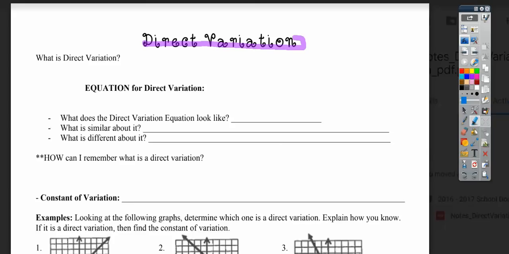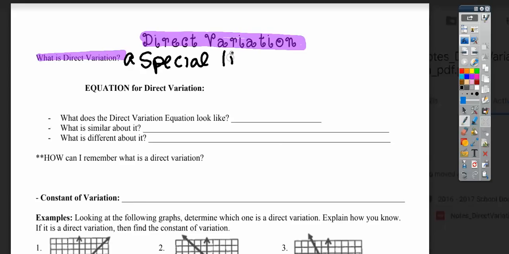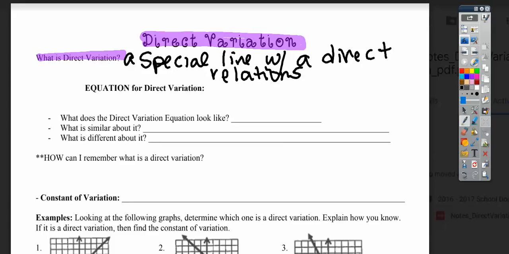So I'm going to go ahead and highlight my title, Direct Variation. And I'm going to highlight again down here, what is a direct variation? Direct variation is a special line with a direct relationship. The direct relationship is as x gets larger, my y values get larger. Or as x decreases, y decreases. That's an example of what a direct relationship would be.